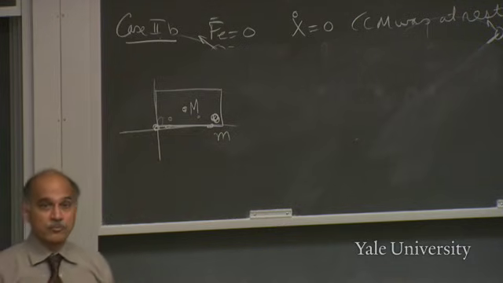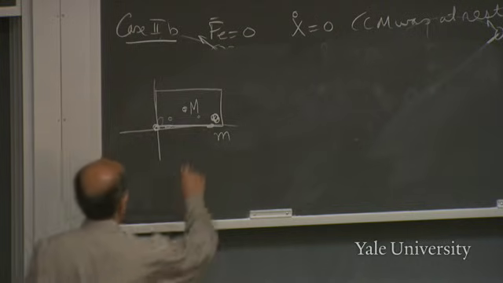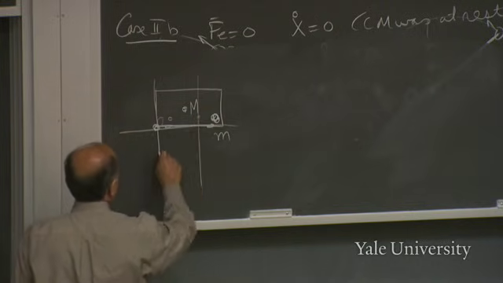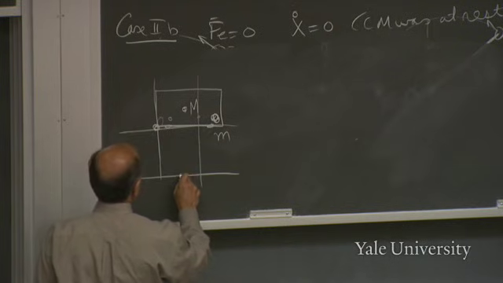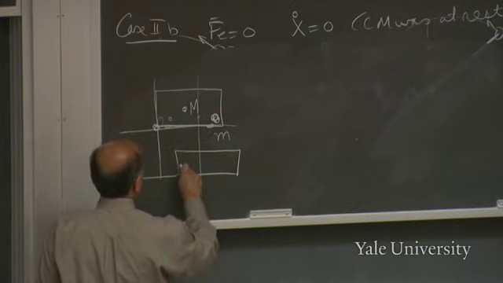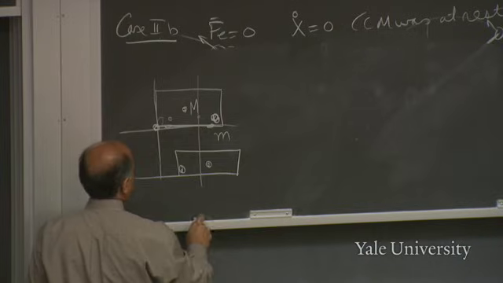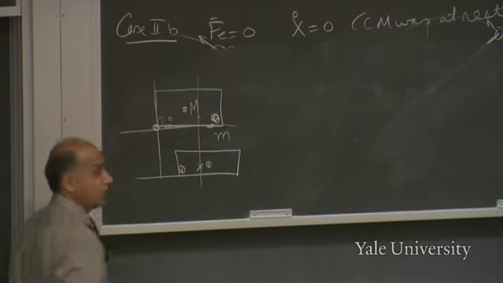Center of mass cannot move. So if the center of mass is originally on that line, it has to remain on that line. So what will happen in the end is that the horse will come here, the center of the carriage will be there, but the center of mass will come out the same way.